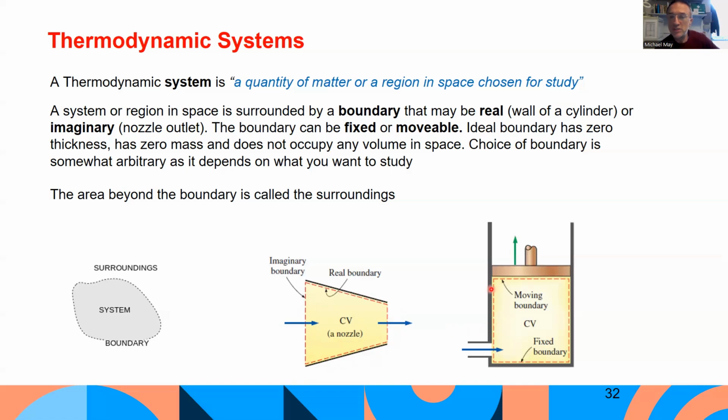Now, boundaries can move. So in this piston cylinder device here, as the gas expands, as we heat it up, the piston might rise, and as it does, the boundary will move with it. So it can be a moving boundary system as well.